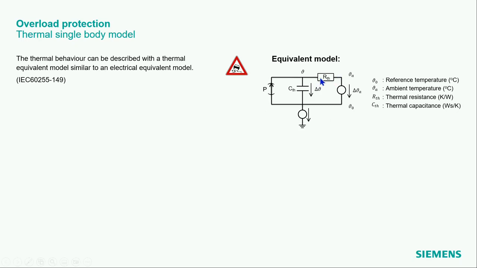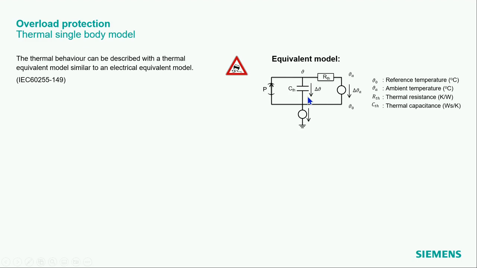This is like an electrical resistance. And I have here a voltage source symbol. This is a temperature difference in the thermal world. So basically, if you then consider also the units for the various things here, then you can say a power is pressed into that motor, into the thermal model. This is the current losses, the power losses due to the current, the heating up of the motor. And then the motor has a certain capacitance.